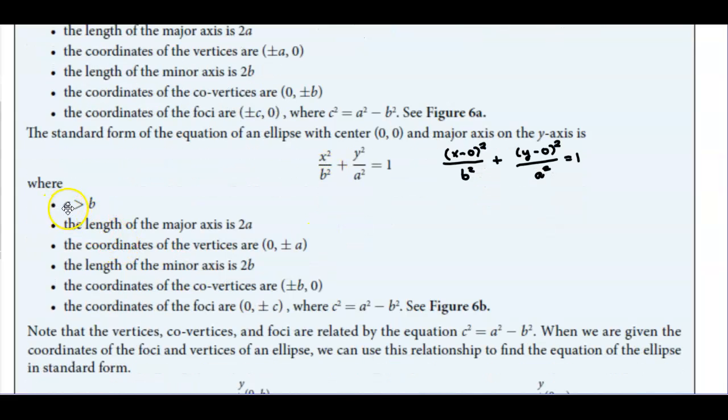So we're still going to have a is greater than b. The length of the major axis is 2a. Now the coordinates of the vertices are going to be located in the y coordinate, so it's 0, plus or minus a. The length of the minor axis is 2b.